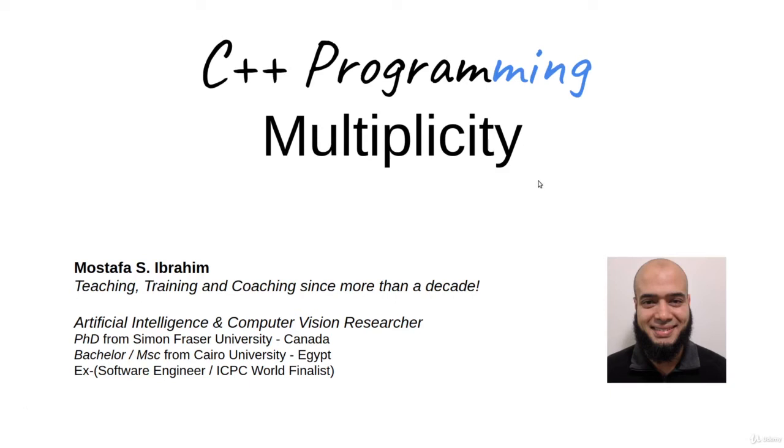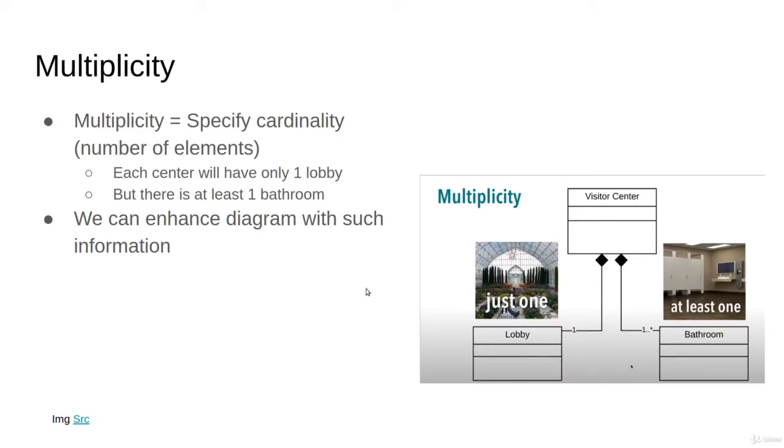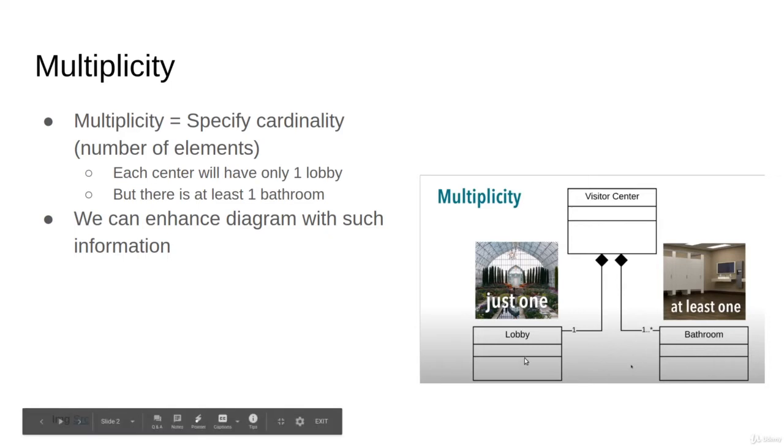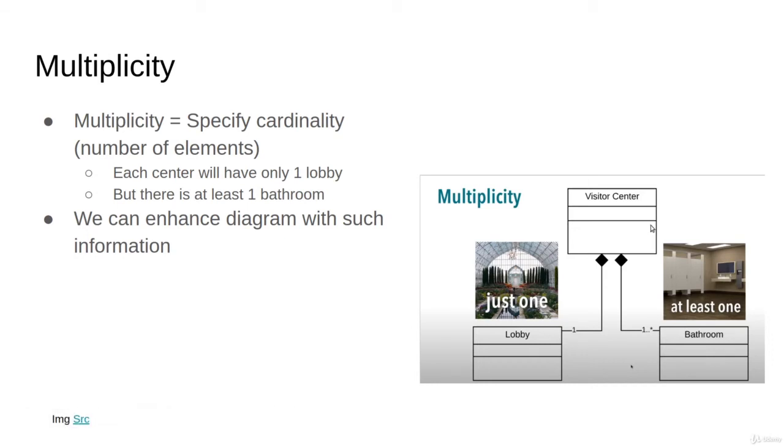Another important concept about class diagrams is the multiplicity, which is all about numbers. Let's say that we have a visitor center. Then this visitor center would have a lobby and would have a bathroom. The relationship is clearly a composition. So the lobby would belong to a specific visitor center. The bathroom belongs to a specific visitor center or a specific building.